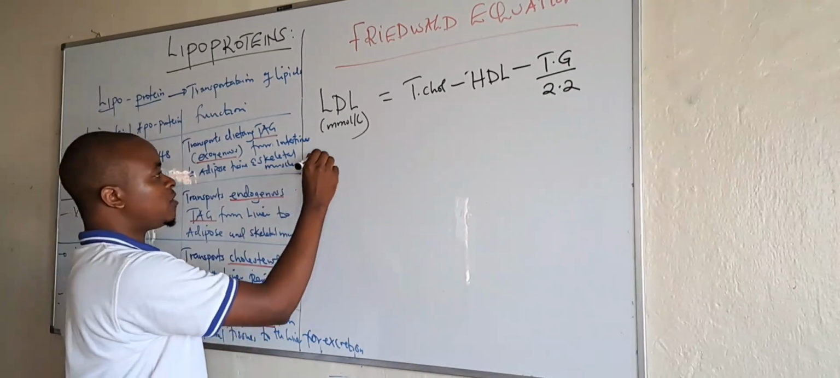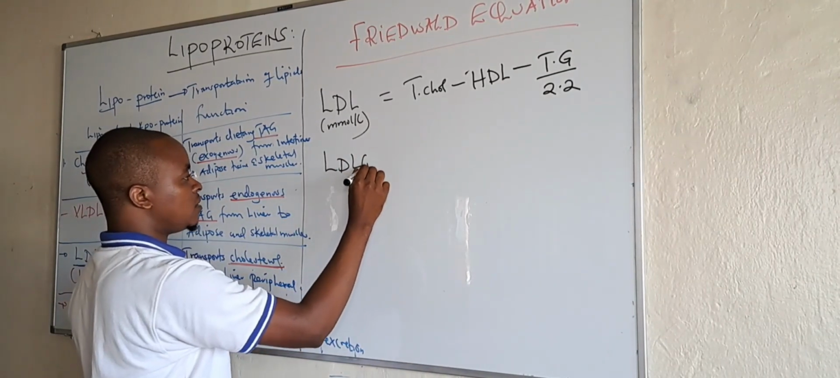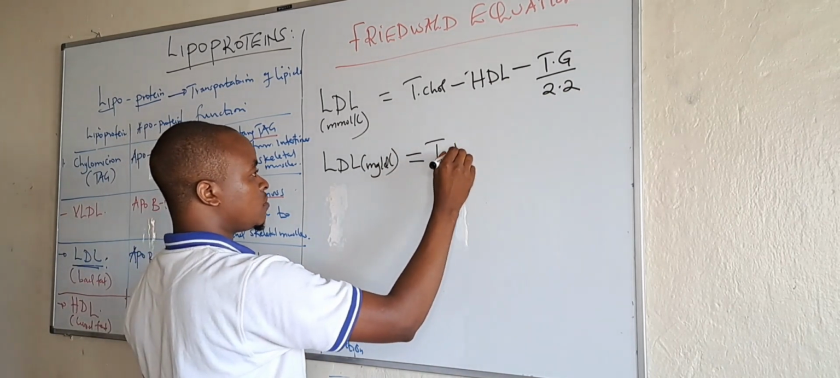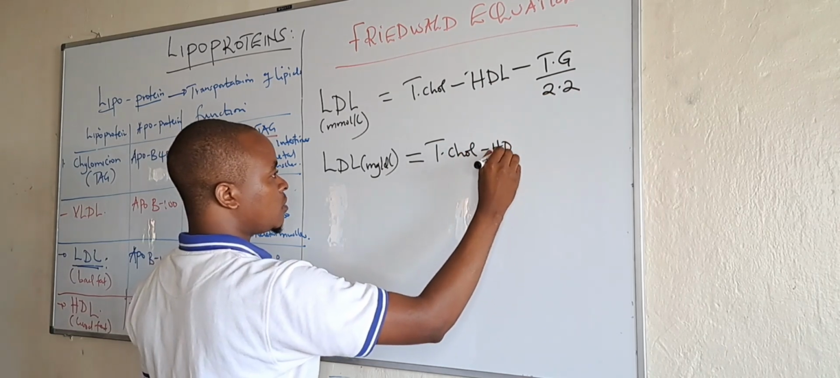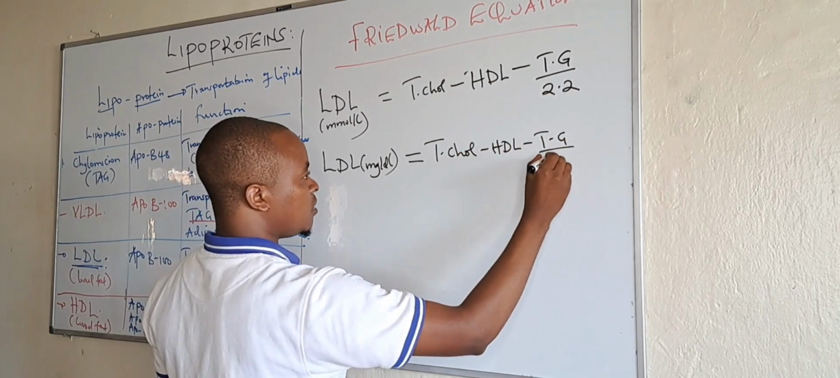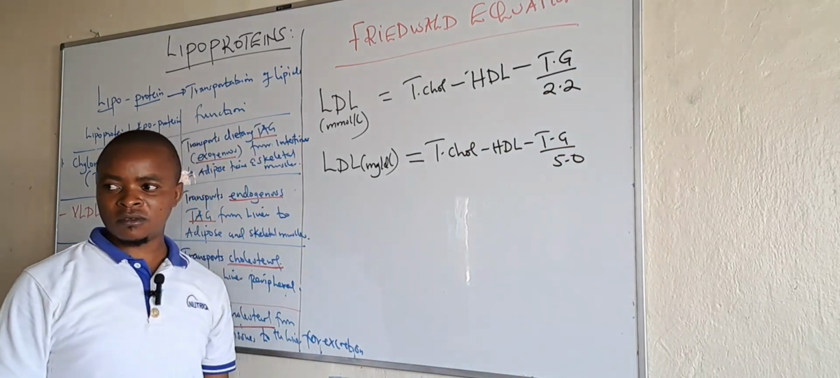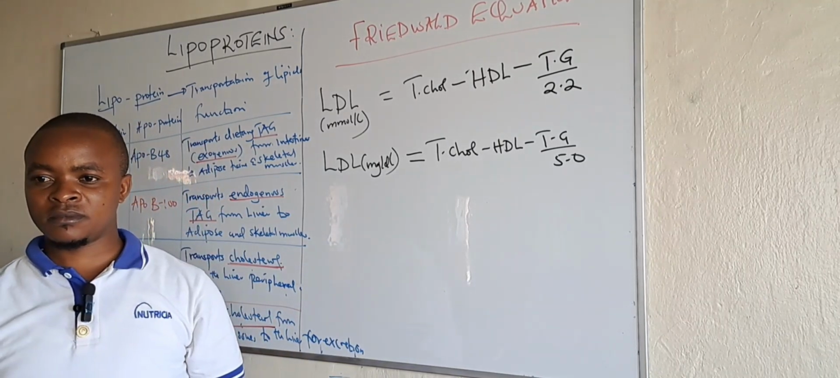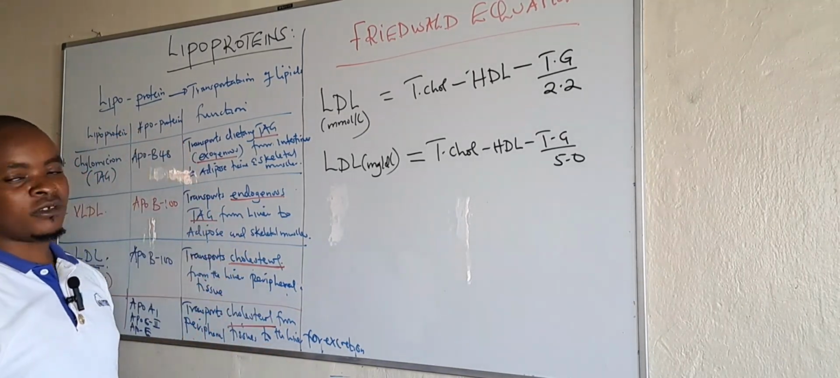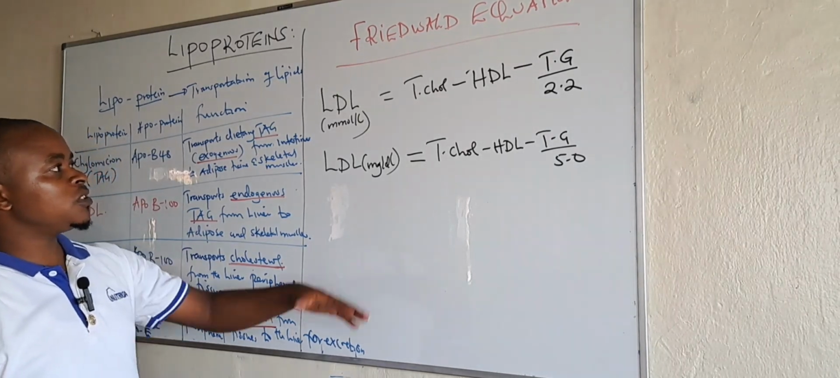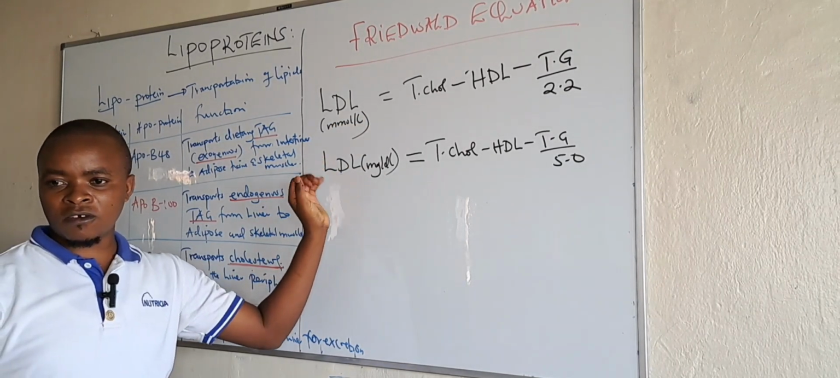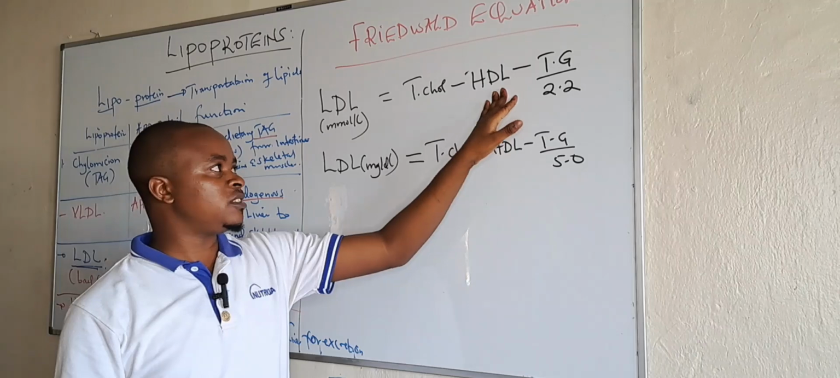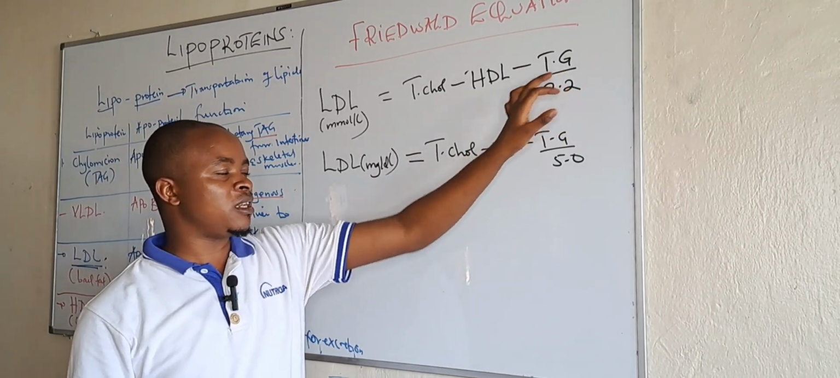But if I want to calculate LDL in milligrams per deciliter, LDL is equal to total cholesterol minus HDL minus triglycerides divided by 5.0. Some books give 5.5, but the ideal is 5.0. So this is the Friedewald equation. It is the one that we use to determine the concentration of low density lipoprotein, that if I have total cholesterol, I can subtract HDL, I can divide this by 5.